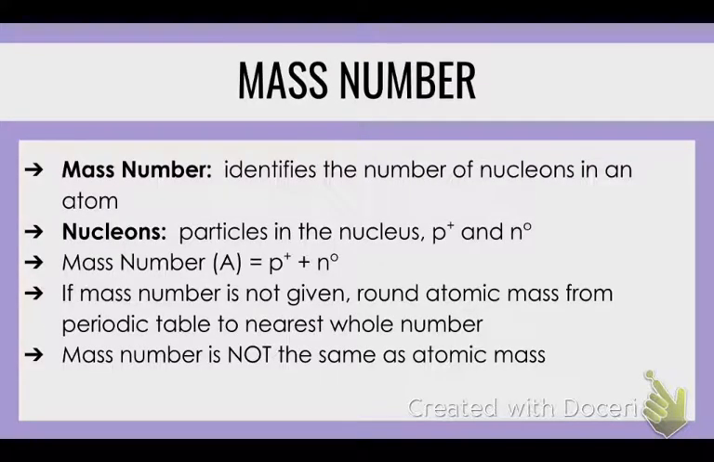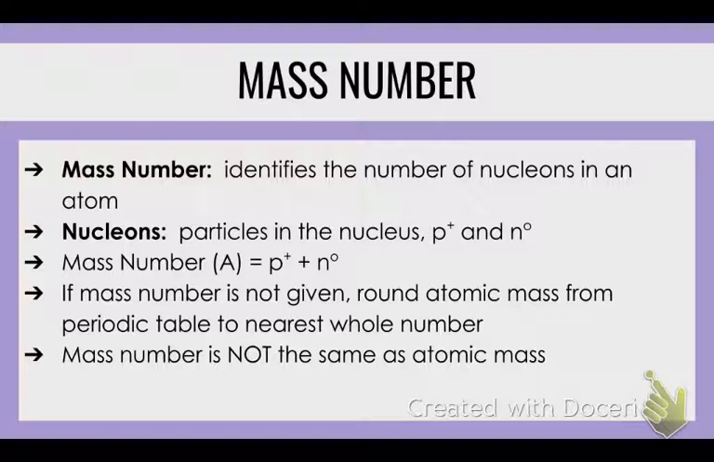The mass number is another item that we like to talk about in terms of atoms, and this identifies the number of the nucleons, which just simply means the number of protons and neutrons in an atom. So whatever's in the nucleus, that's determining the mass number. Then adding the number of protons and adding the number of neutrons gives us the mass number. And mass number is designated by the capital letter A.